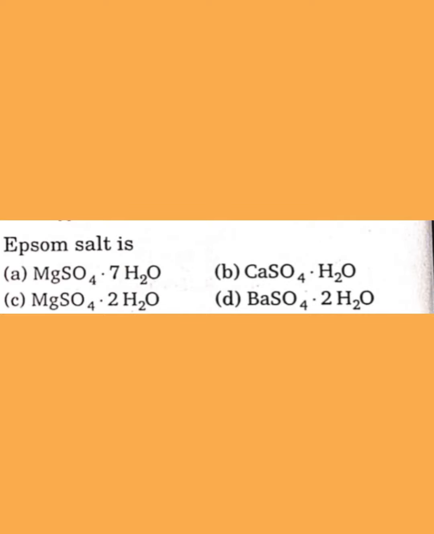Next question is, what is Epsom salt? Options are MgSO4 7H2O, CaSO4 H2O, MgSO4 2H2O, BaSO4 2H2O. The answer is option A, MgSO4 7H2O. The chemical formula of Epsom salt is MgSO4 7H2O, also known as magnesium sulfate heptahydrate.